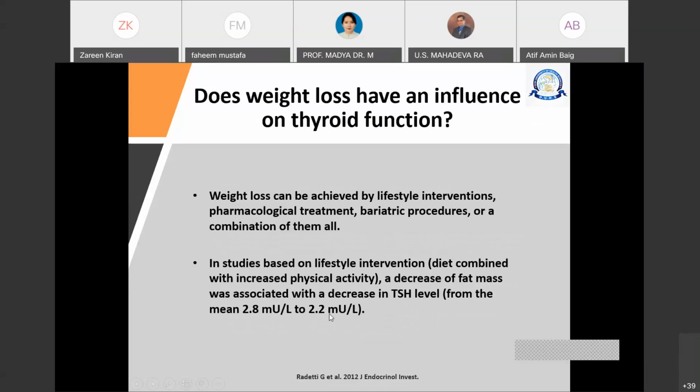So the question is, does weight loss have an influence on thyroid function? Weight loss can be achieved by lifestyle interventions, pharmacological treatment, bariatric procedures, and a combination of them all. And a study has shown that lifestyle intervention to reduce weight can decrease the fat mass, which in turn is associated with a decrease in TSH levels. And this decrease in fat mass and its association with TSH I've explained earlier.